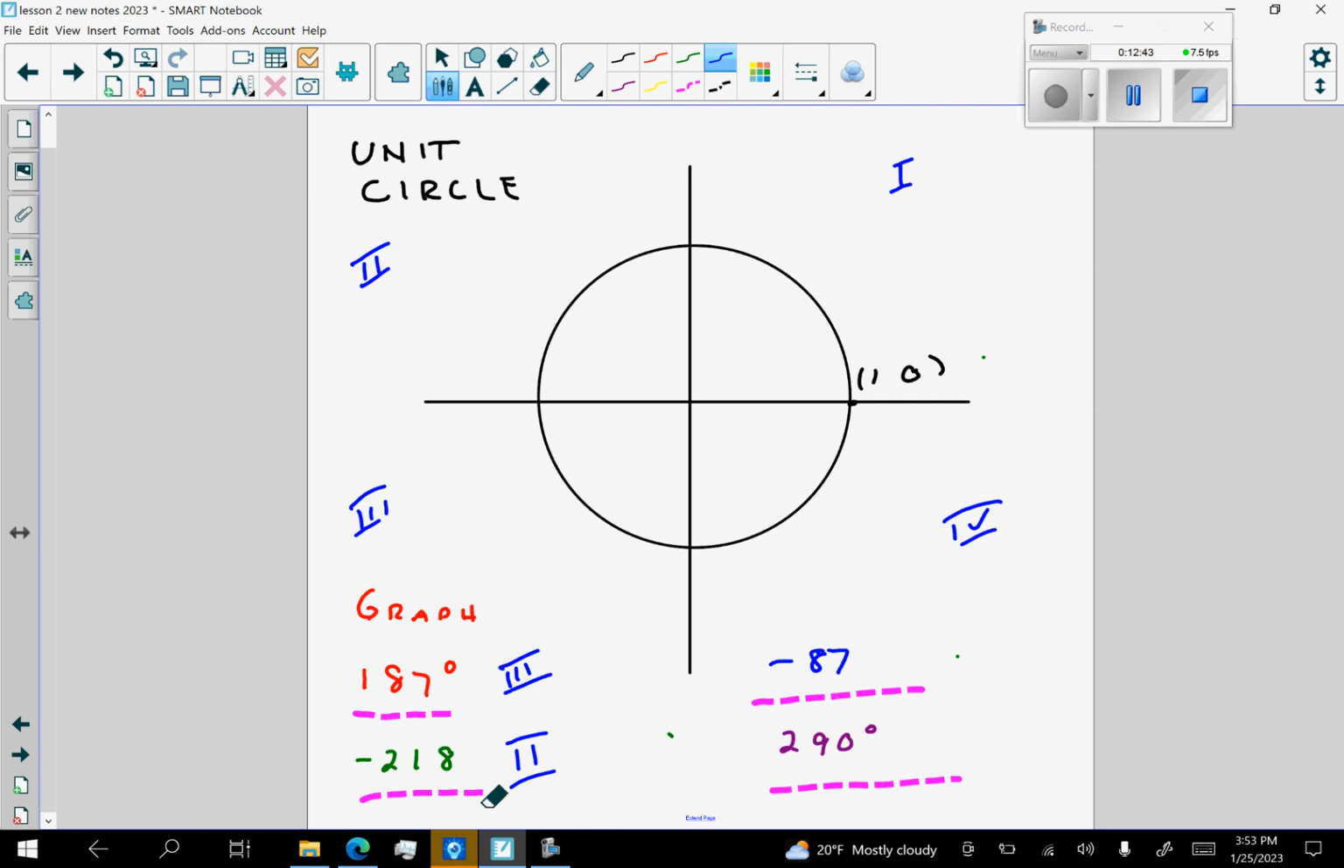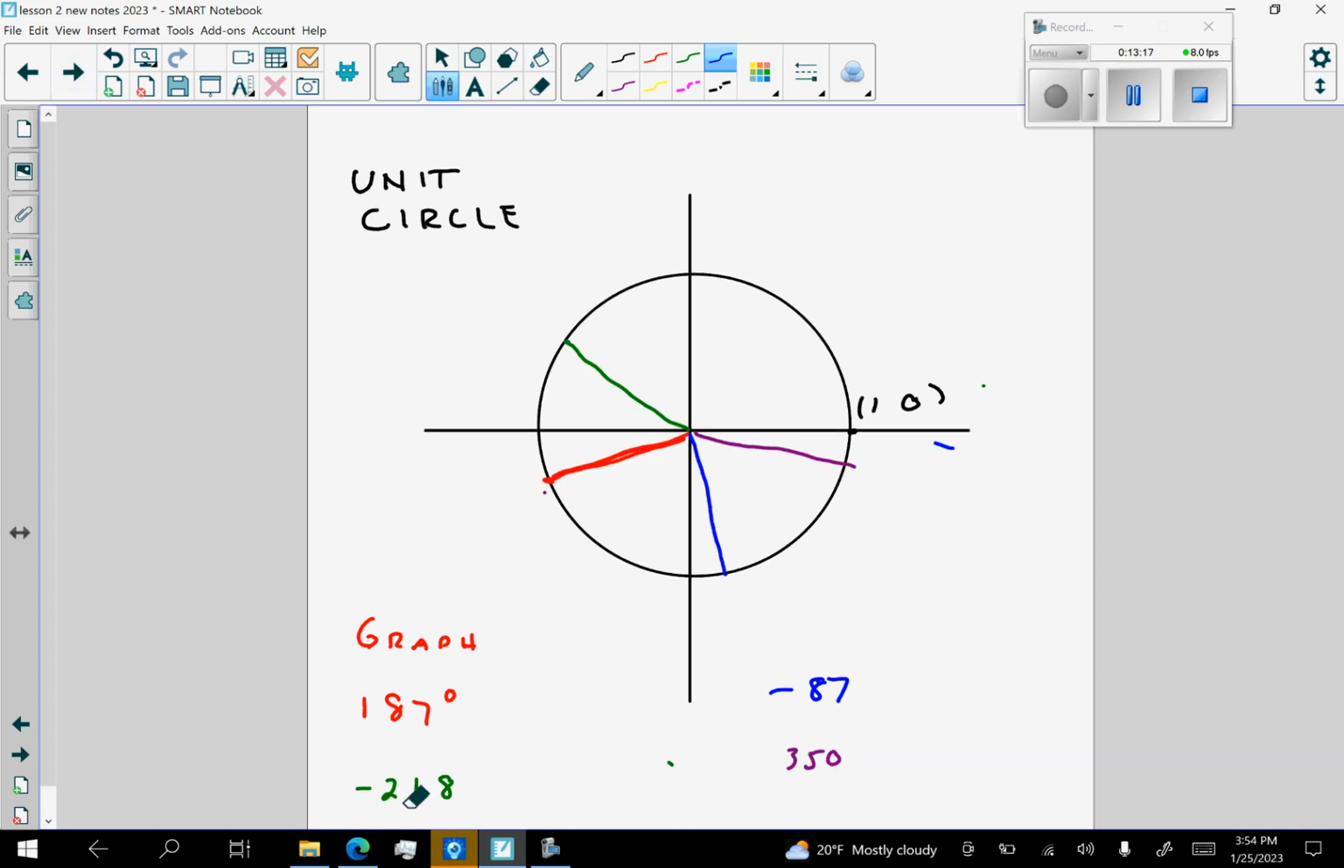Where's 290 going to be? 290 is greater than 270, less than 360, so this is going to be in quadrant 4. It makes sense. Negative 87 would also be in quadrant 4. So we just need to know approximately where these angles lie. And so let's look at them. I have them sketched on the next slide.